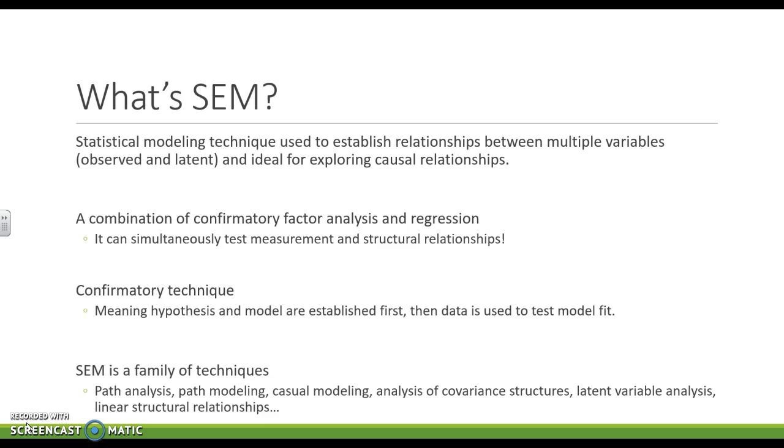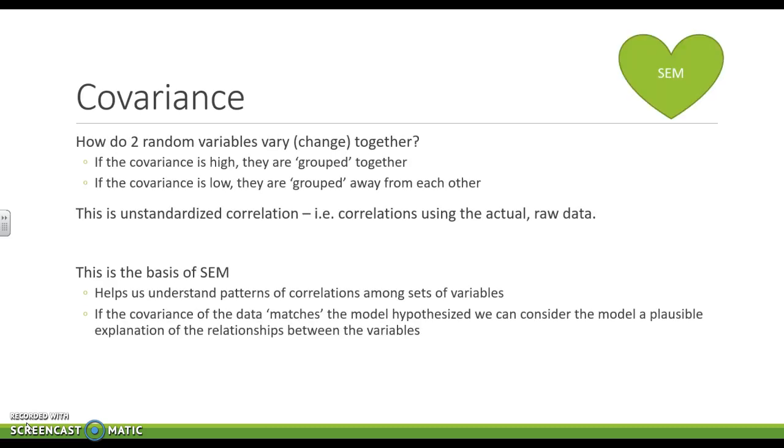our model. And SEM is actually a family of techniques, and you're going to hear this called a lot of different things. So path analysis, path modeling, causal modeling, analysis of covariance structures, latent variable analysis, linear structural relationships. But we're going to be focusing on three. And before we do that, we need to talk about covariance.